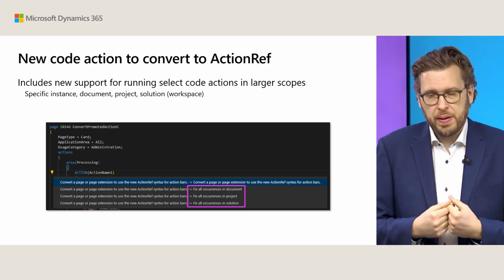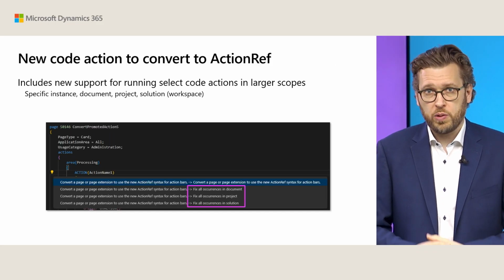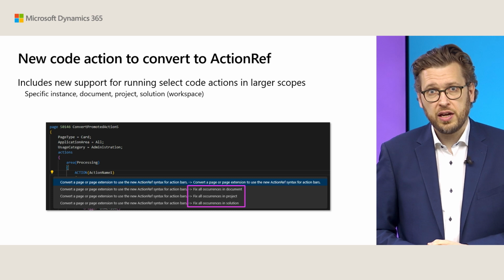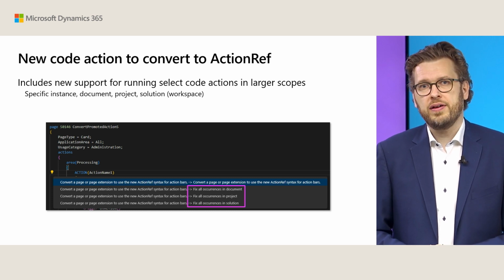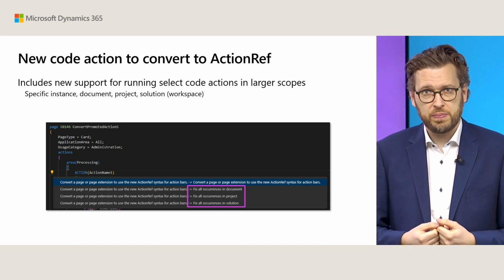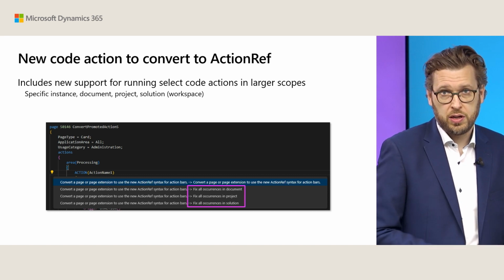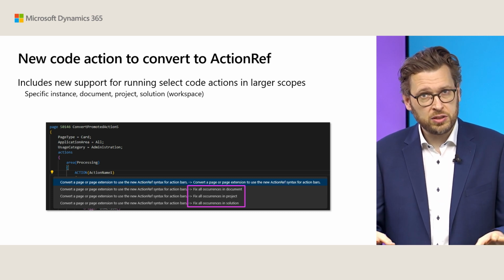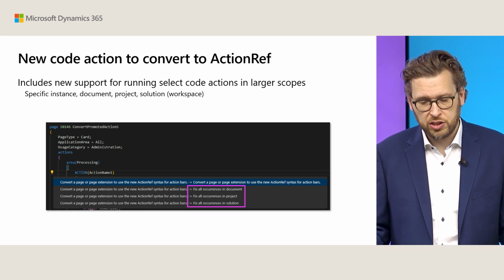But we actually, because there's so many places in code where you likely are using promoted actions with the old model, we have built support for select code actions to actually be run in larger scopes as well. So normally you can only run them in an instance scope where you actually see the diagnostic issue, but now you can also run them for all of the places in the document or the file, in all of the project, the active project where you invoke the code action, or for the complete solution, which would be a workspace.